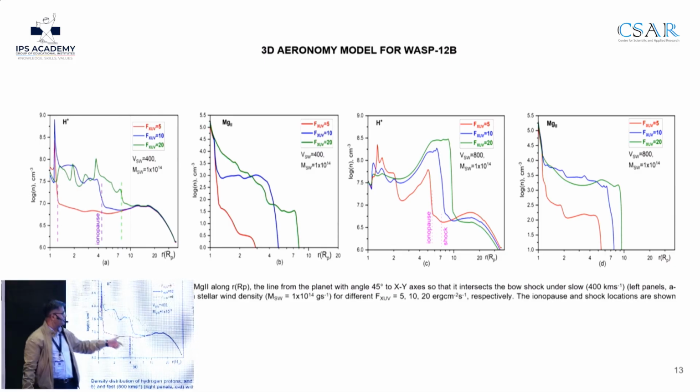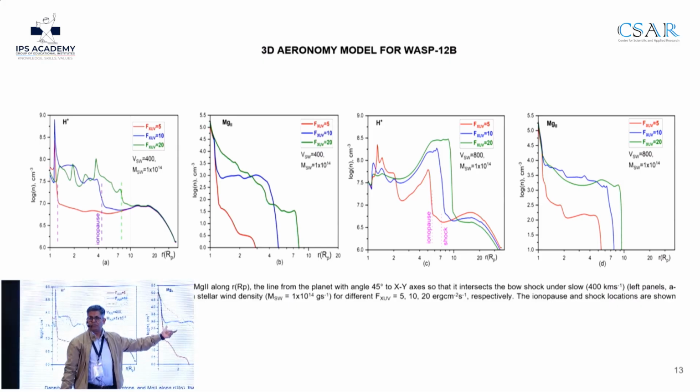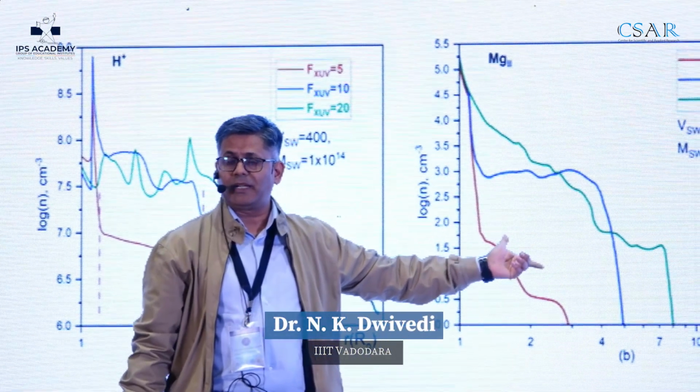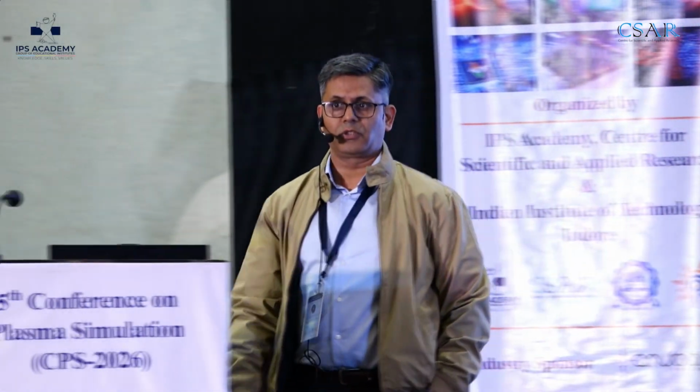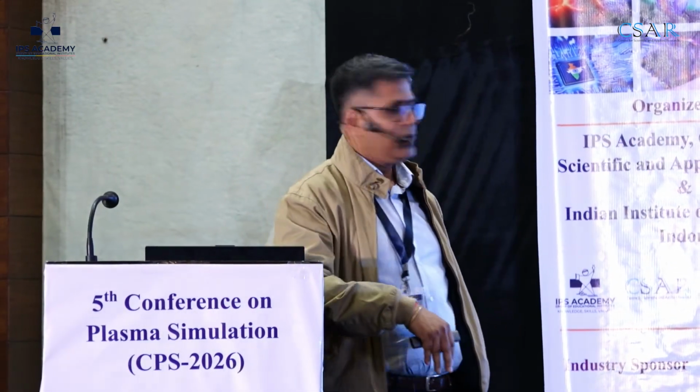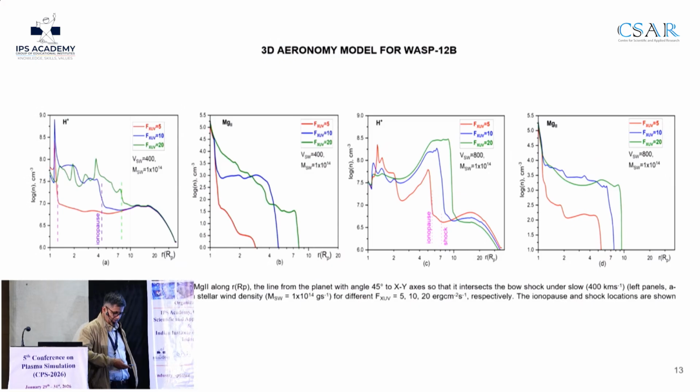What we have observed is that the density of the magnesium doublet line is drastically changing after 2 or 3 planetary radii. So hardly any magnesium is left after 2 to 3 planetary radii.